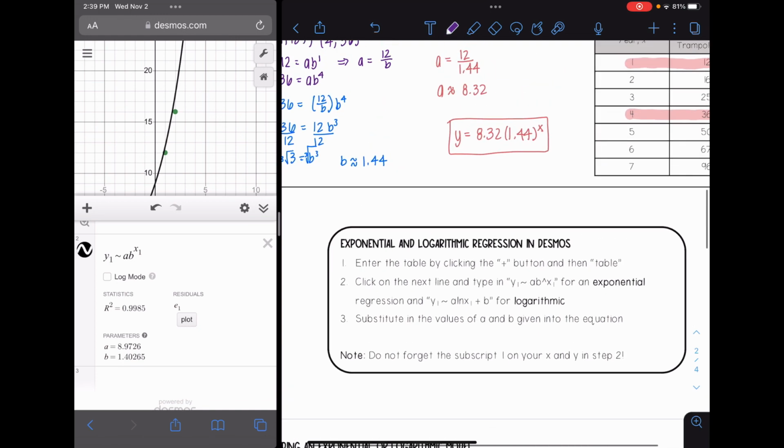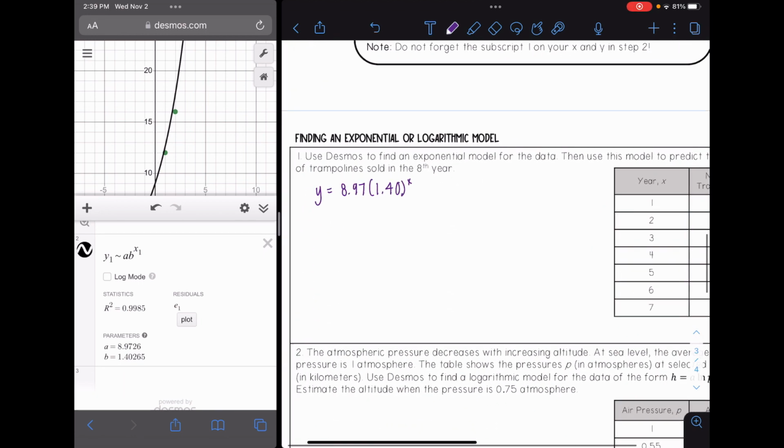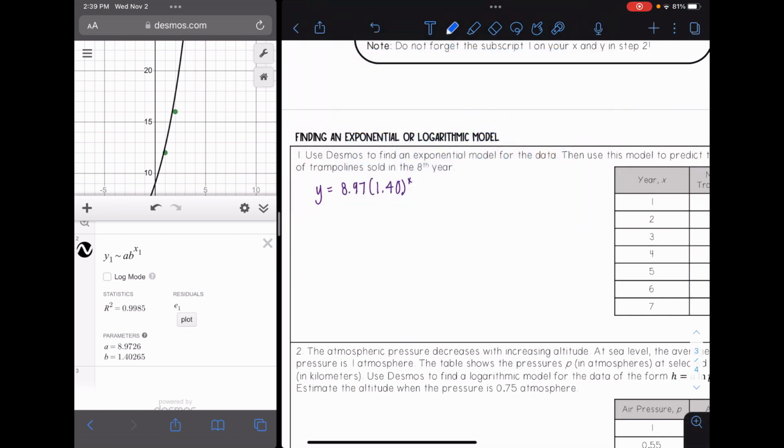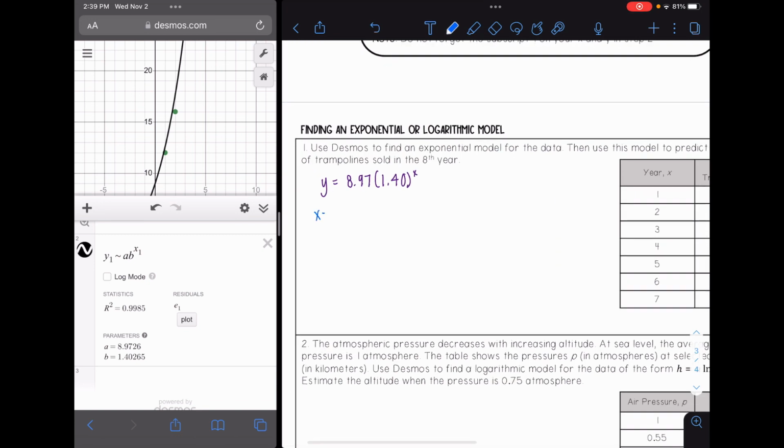Now, if I compare that to what I got earlier, I see they're pretty close, but they're a little bit different. My a value was a little bit smaller, where my b value here was a little bit larger. Okay, then it says to use this model to predict the number of trampolines sold in the 8th year. So I'm looking at the 8th year, and the variable that represents the year is x, so I have that x is equal to 8. And so I have y is equal to 8.97 times 1.40 raised to the 8th power.